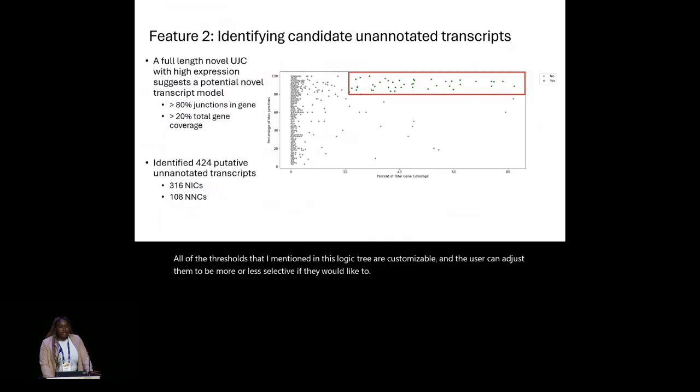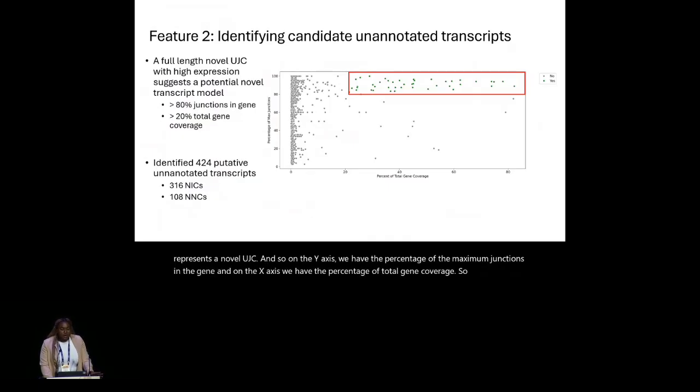And so we apply this logic tree to the WTC11 iPSC cell line benchmark data, and we found 424 putative novel transcripts, which are highlighted on the scatter plot. On this scatter plot, each dot represents a novel UJC. And so on the y-axis, we have the percentage of the maximum junctions in the gene, and on the x-axis, we have the percentage of total gene coverage.